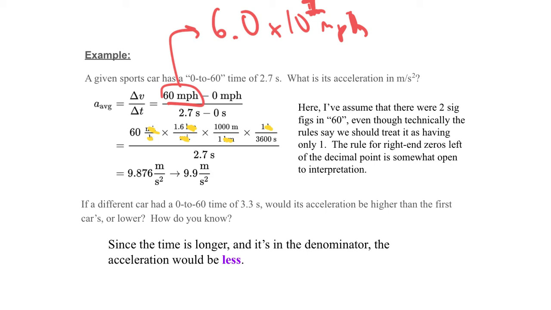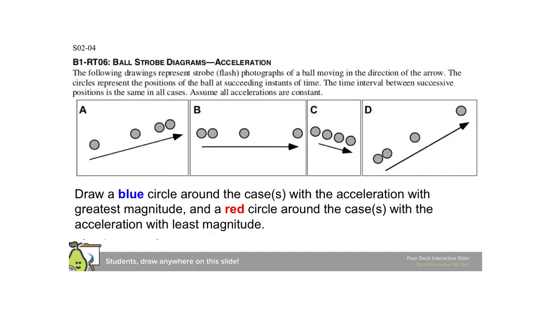For part B, since the time is longer, the denominator is bigger, which means that the whole fraction is smaller, the acceleration is less. The following drawings represent strobe photographs of a ball moving in the direction of the arrow. The circles represent the positions of the ball at succeeding instants of time. Time interval between successive positions is the same in all cases, and assume that all accelerations are constant.